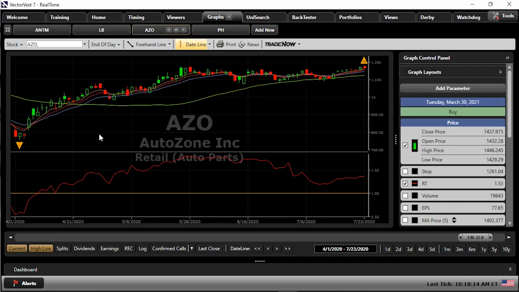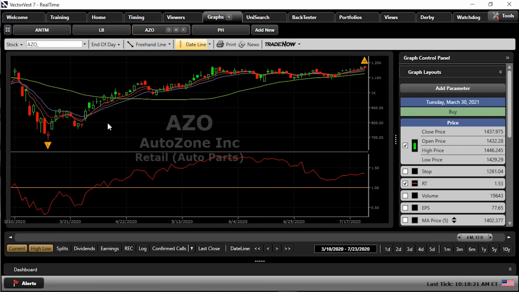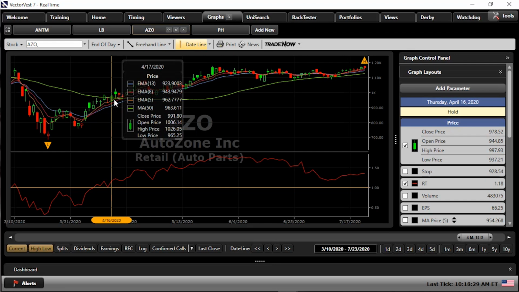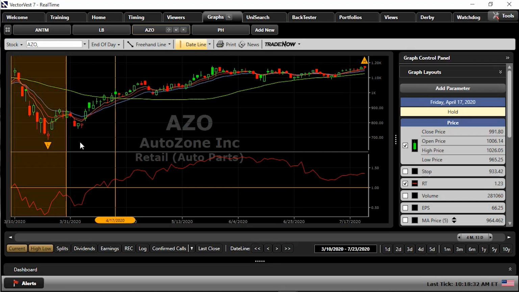Now, just going back to an earlier example for Autozone, we're going back to February of 2020. We can see on April 16th, price closed above the 50-day moving average. I'm going to zoom in here a little tighter.